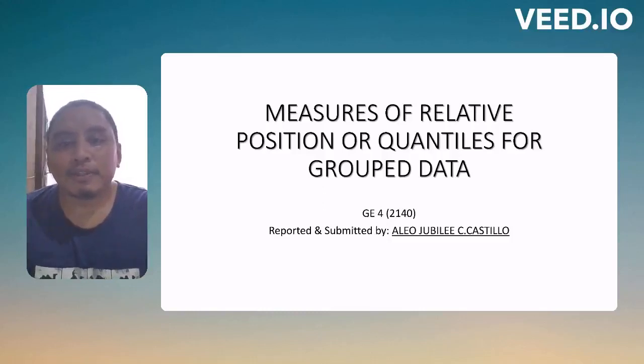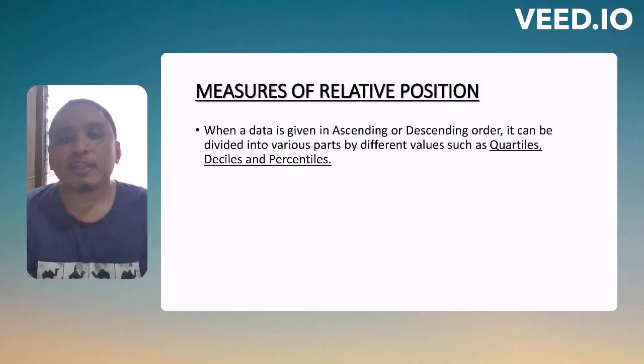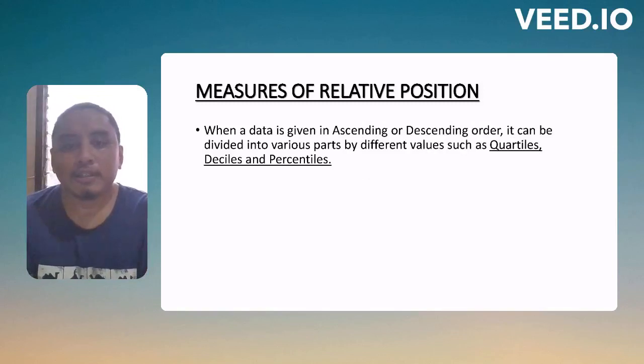I'm going to report to you the measures of relative position or quantiles for group data. Measures of relative position. When the data is given in ascending or descending order, it can be divided into various parts by different values such as quartiles, deciles, and percentiles.